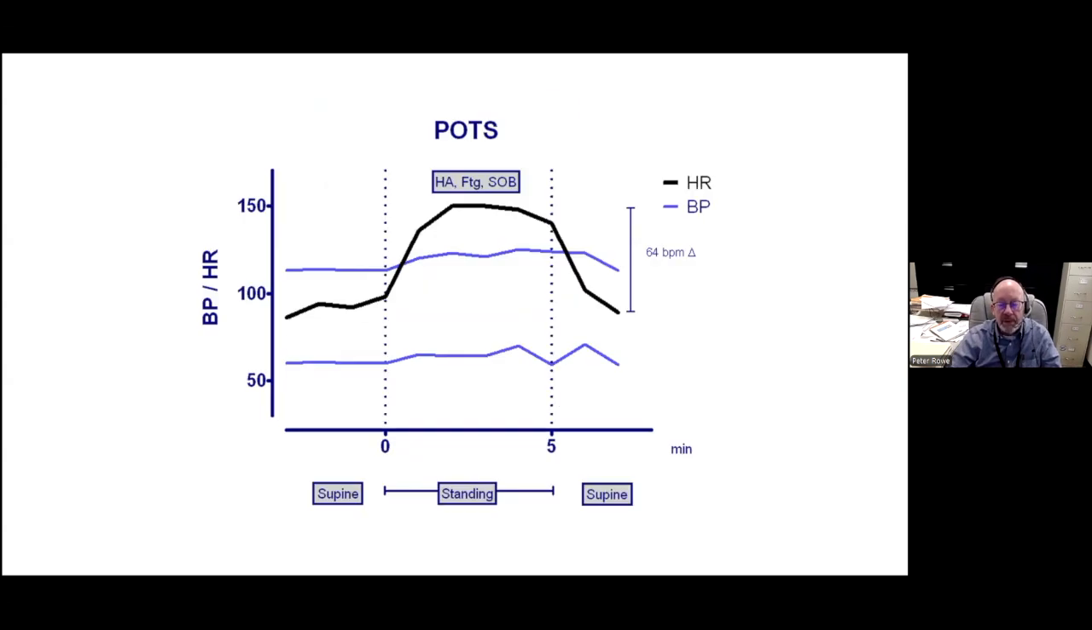So we did a standing test in this young woman. She got headache, fatigue, and shortness of breath after just 5 minutes of standing, leaning against the wall, and we abbreviated the test at that point. She met criteria for POTS quite clearly.